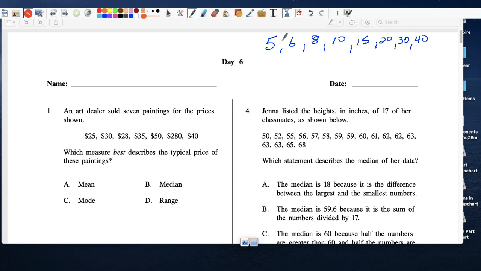I don't know. I'm making this up. 1, 2, 3, 4, 5, 6, 7, 8. Let's pick one more. 50. Right. So you need 5 points to create a box and whiskers, right?